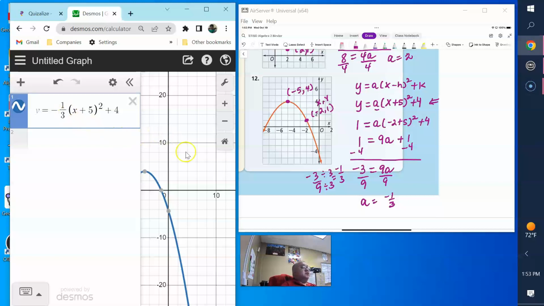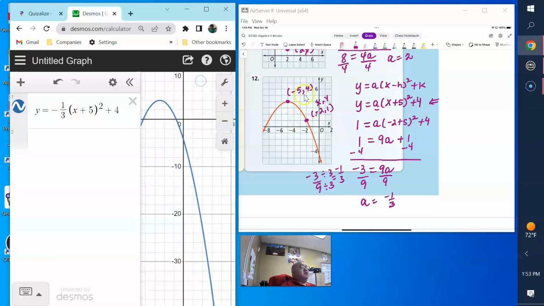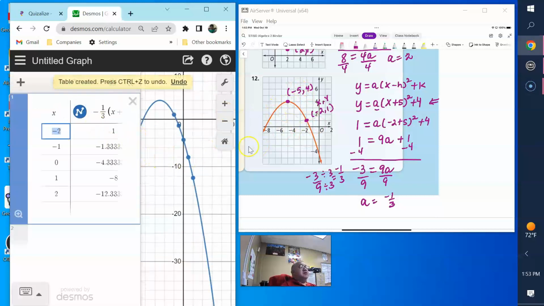So if you look at the picture, it kind of resembles what we have in this picture right here. Now we have to make sure that we have the points that it's going through, so we know that one of them is negative 5, 4, and the other point is negative 2, 1, and you notice those are the points that are here.